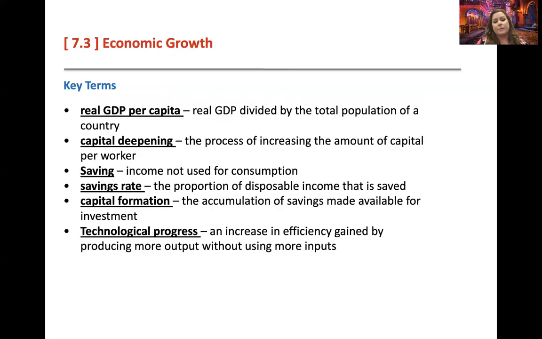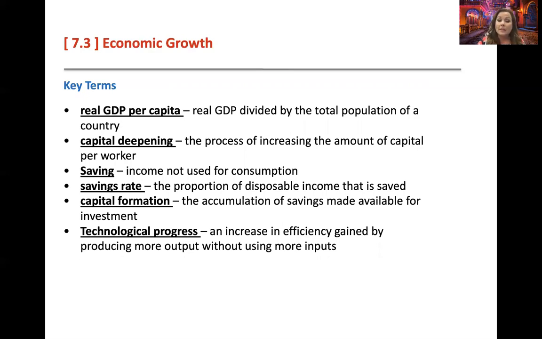Now, here's our terms. Real GDP per capita is where you take the real GDP calculation and divide it by the total population of the country. This is a figure that's used to determine the health of a country, especially when we're relating it to, say, another country. Canada has a higher one than we do, so you would say they have more leisure time.